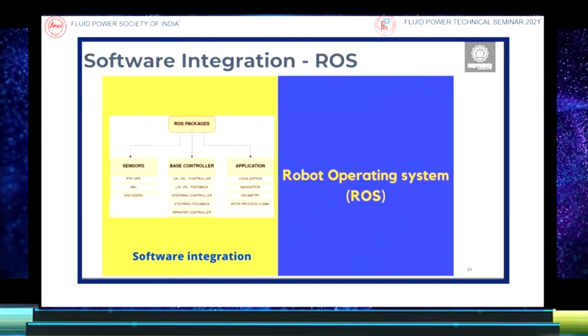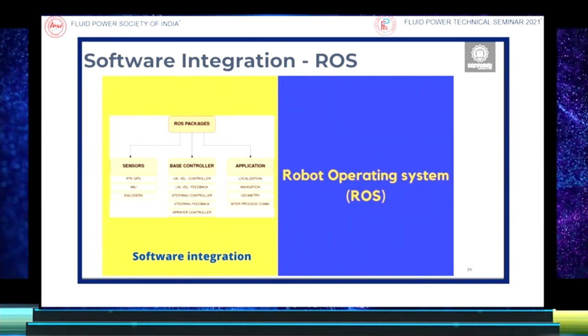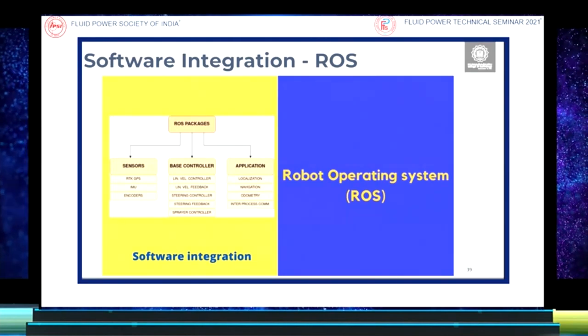For that autonomous system, we used a different operating system rather than a conventional one. We call it the Robot Operating System. This is an emerging operating system used across the world, but we don't find many uses yet. Still, it is evolving, and many of the autonomous cars are using the Robot Operating System. We are early adopters of this technology in our system. So this is a small video of our demonstration so that you can understand what we are doing.